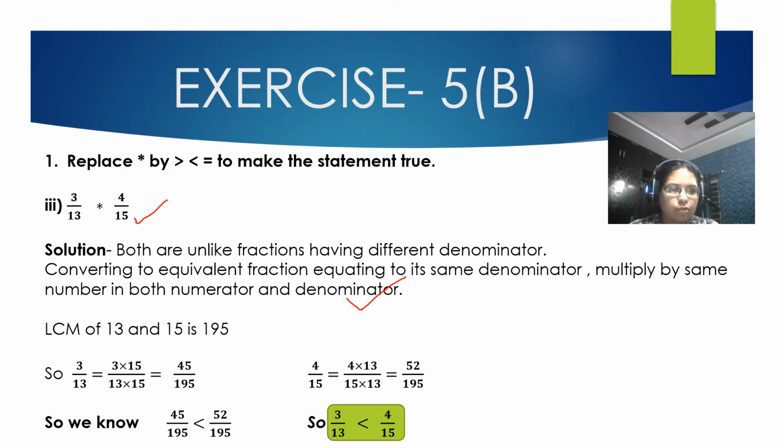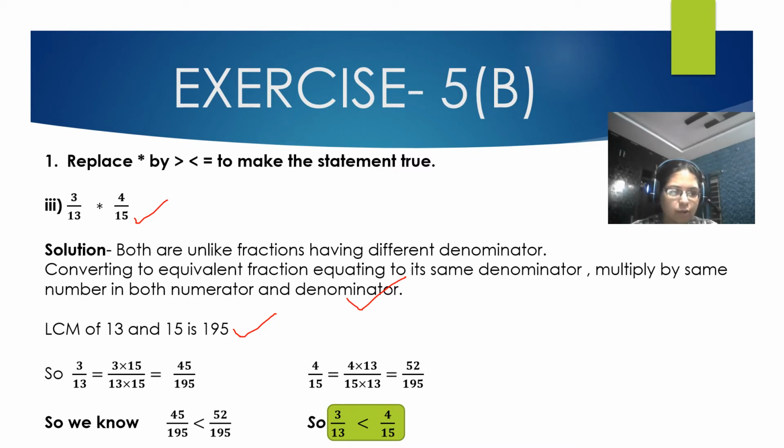So first we have to find out the LCM of the denominators 13 and 15. LCM of 13 and 15 is 195. So we have to convert this fraction 3 divided by 13 into an equivalent fraction, equating the LCM 195 by multiplying 15 with both numerator and denominator.